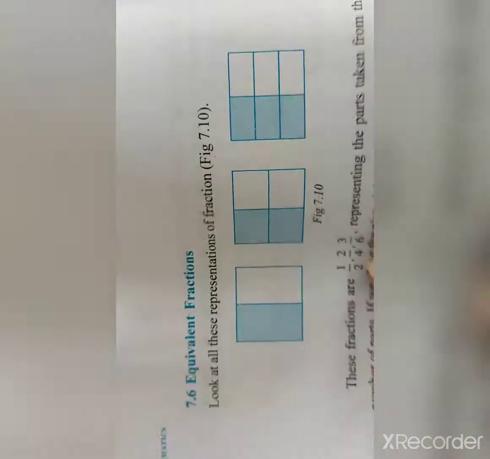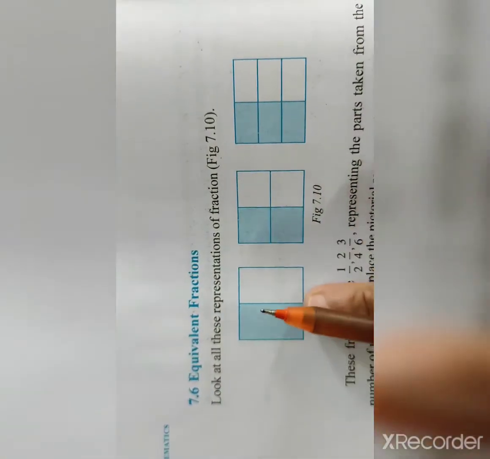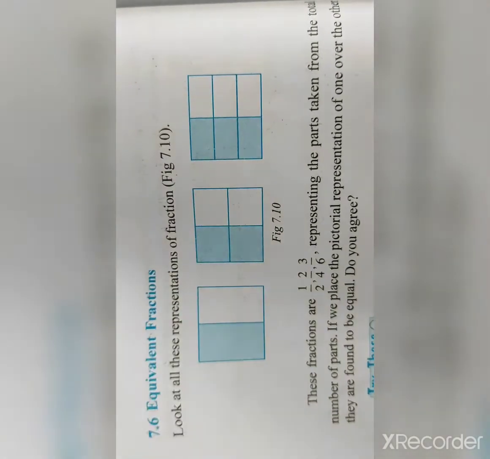6th standard students, let us start from page number 142, equivalent fractions. Look at all the representations of fractions. You can see here two parts are there and one part is shaded. Then another box, 4 equal parts are there and 2 parts are shaded. Then 6 parts are there and 3 parts are shaded.